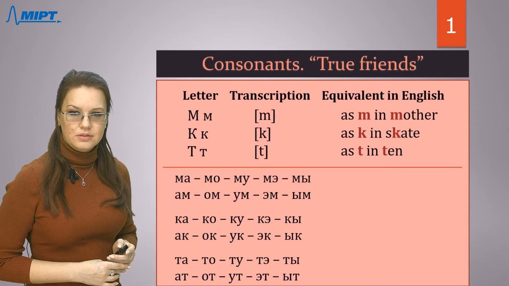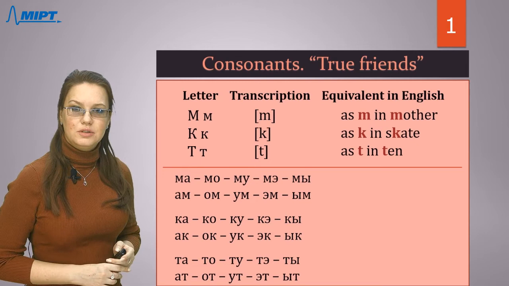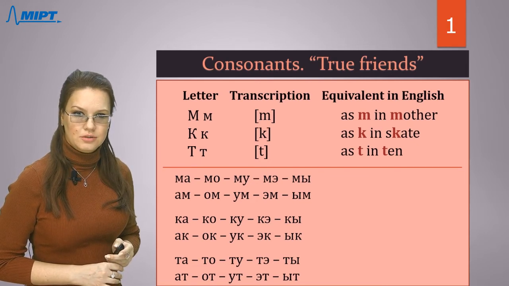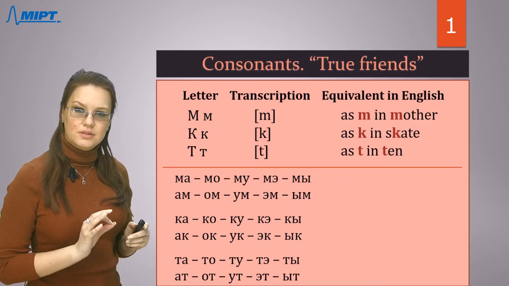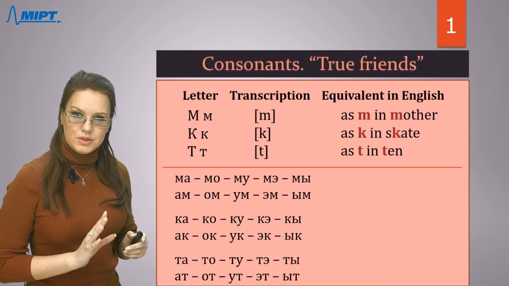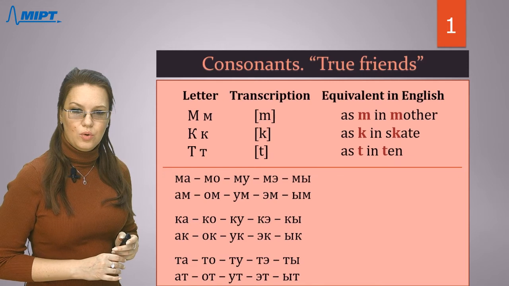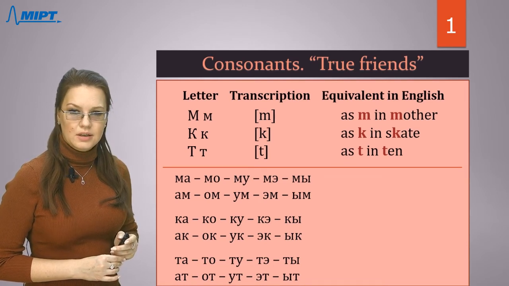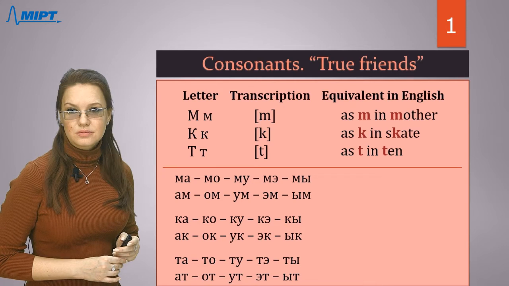And the last part, the letter T, and the sound is T. Be careful, please, not aspirated like in English or in any other languages, just T. This sound is simple, I think. So let's read this line. Ta, to, tu, te, ti. And the next line. At, от, ut, et, it. That's it.